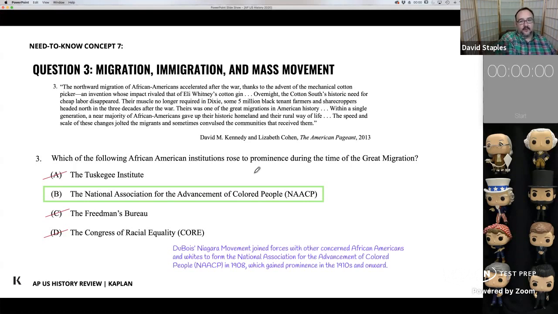Where the Niagara movement started in 1905, and then it merged with other groups and became the NAACP in 1908, and then continued to grow. Freedmen's Bureau is going to be before that. It's going to be before. And so this is going to happen. The mass movement is really at the end of the 1800s, beginning of the 1900s. Is when that is happening.